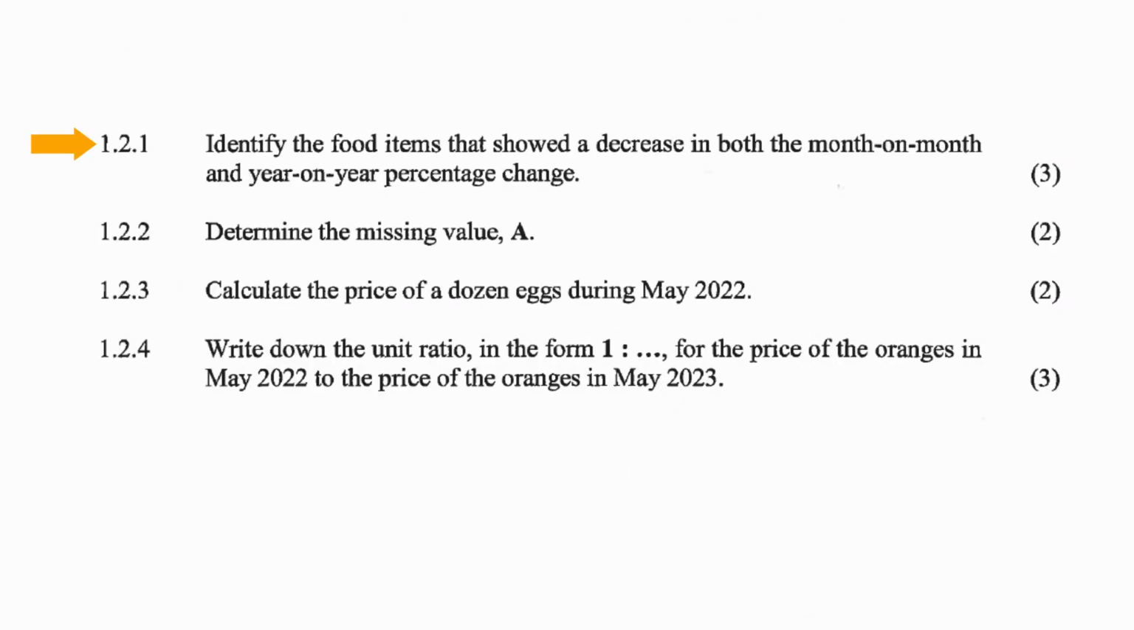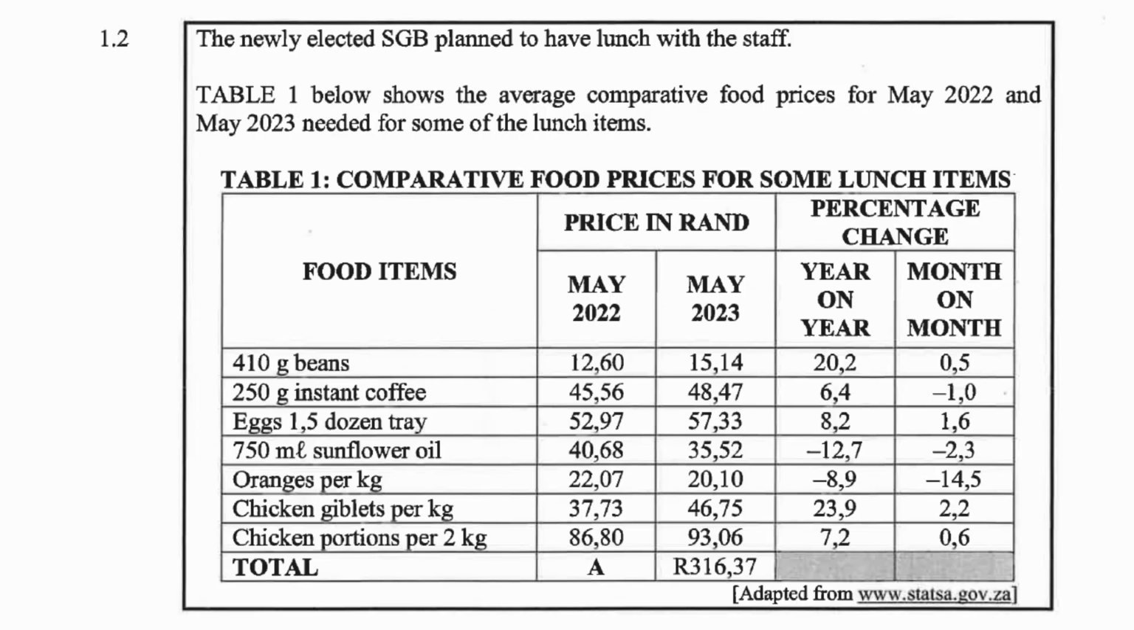In question 1.2.1, you have to identify the food items that show a decrease in both month-on-month and year-on-year percentage change.